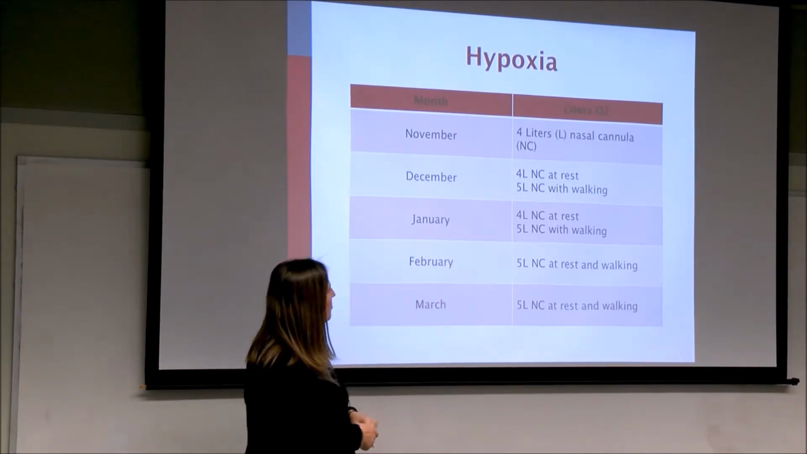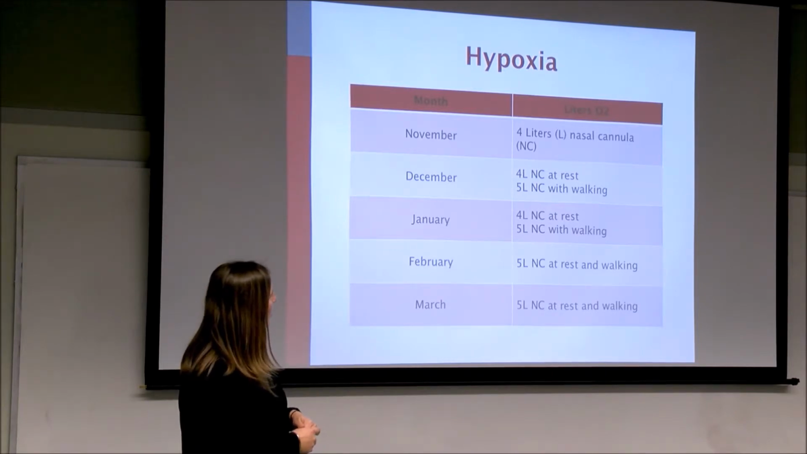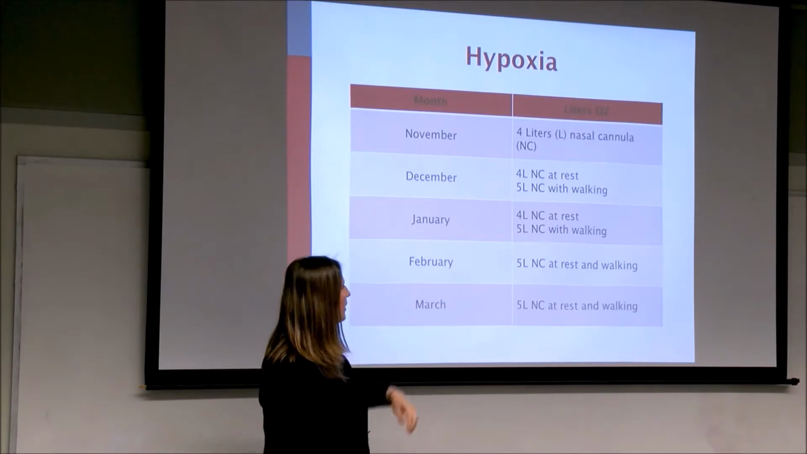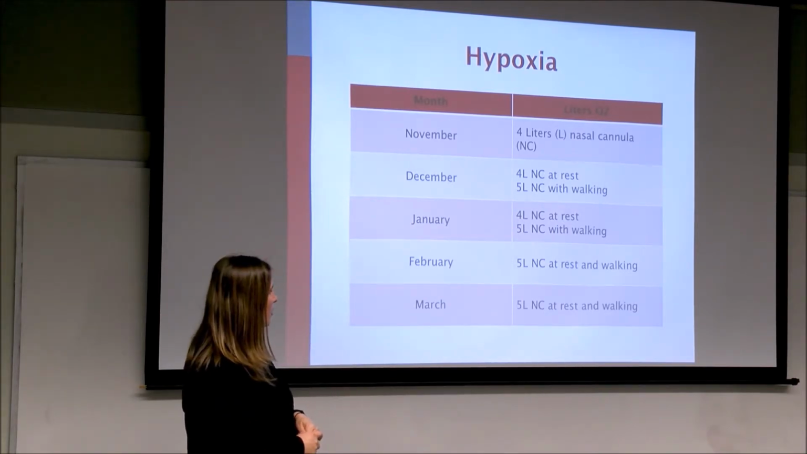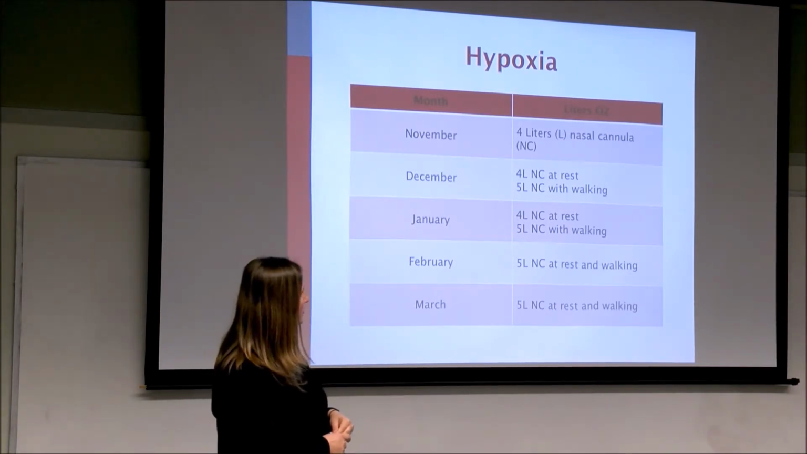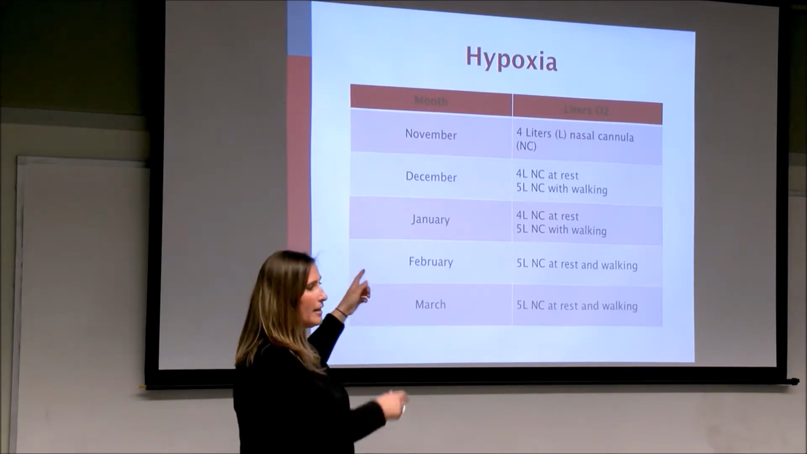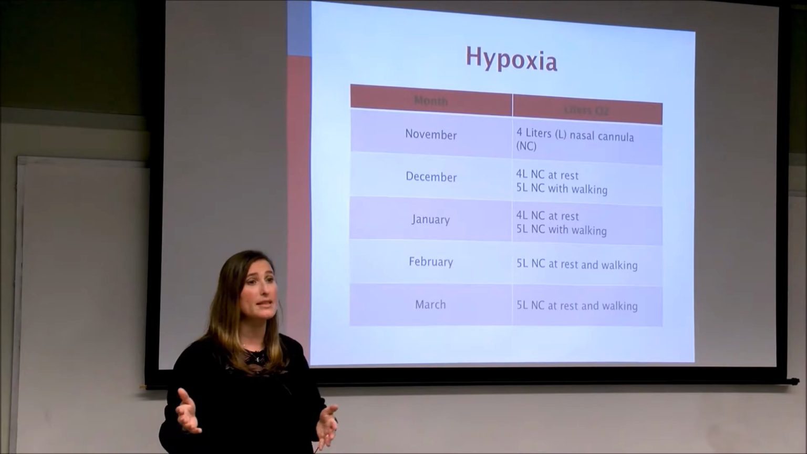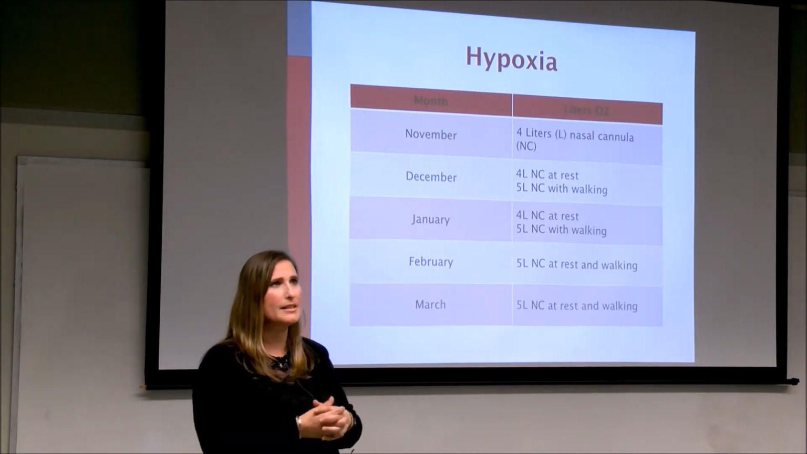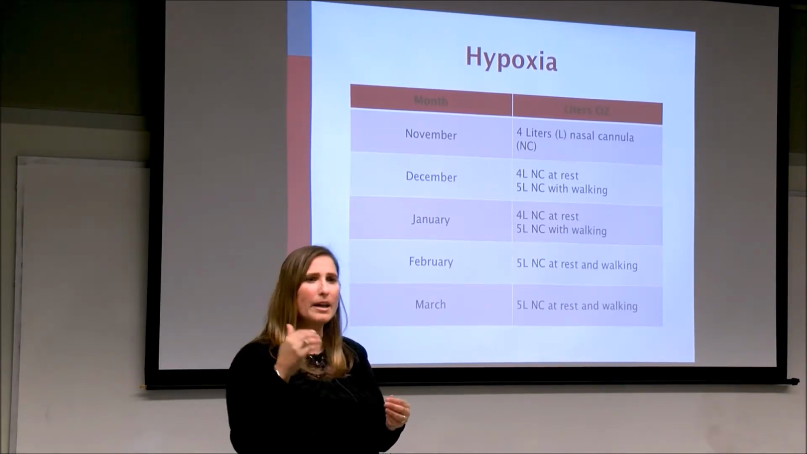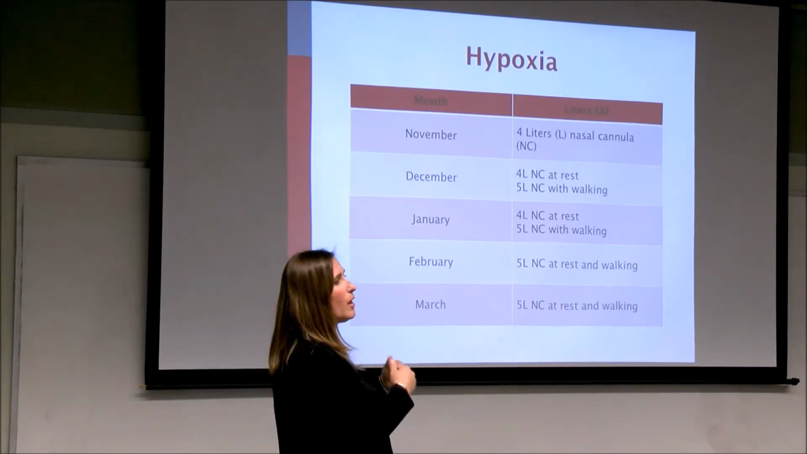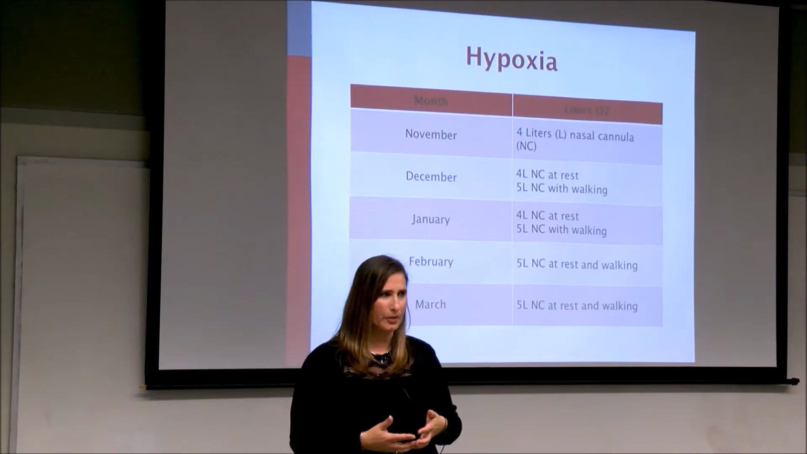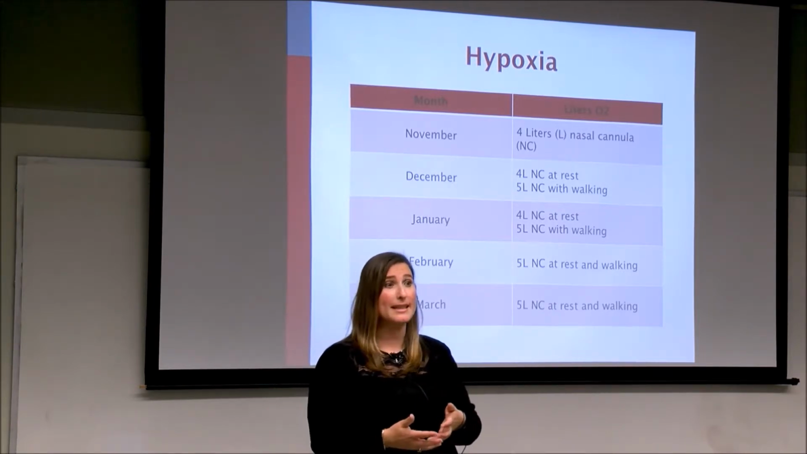January, she was 4 liters at rest and 5 while walking still, but towards the end of January, actually, and throughout February, she's at 5 liters at rest and walking, and on into March. So we can compare the sensor data with this, and then we can compare that with sleep location. Because what might you do if you couldn't breathe? Would you want to lie flat or would you want to sit up? If you can't breathe, what does your body want to do? Your body wants to sit up, right?